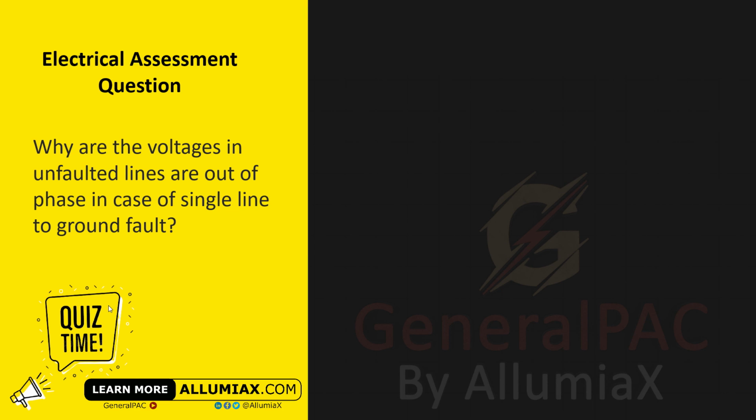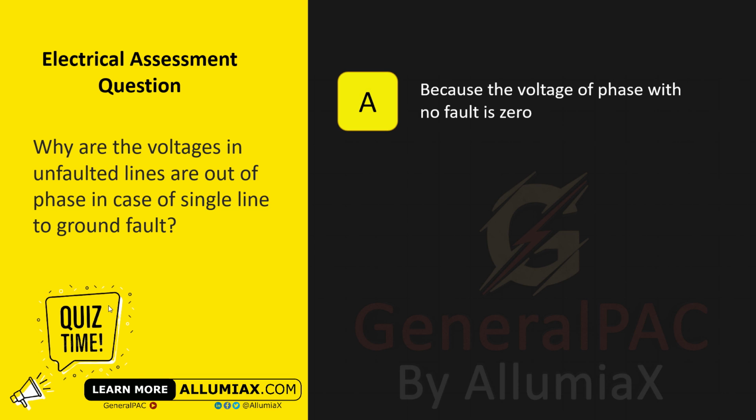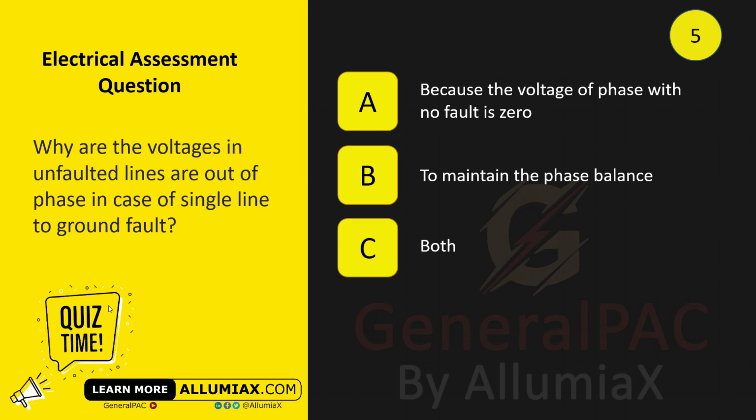Why are the voltages in unfaulted lines out of phase in case of single line to ground fault? A. Because the voltage of phase with no fault is zero. B. To maintain the phase balance. C. Both.